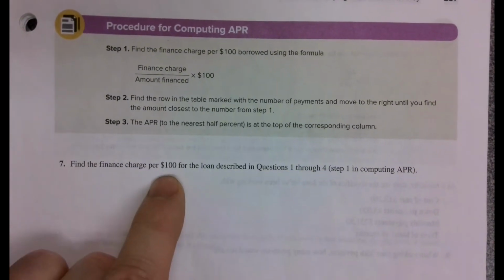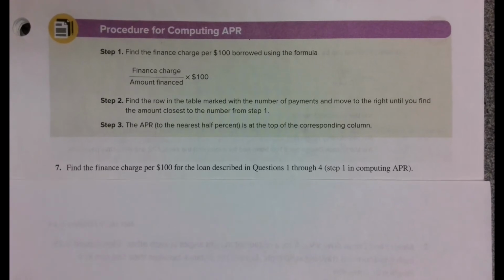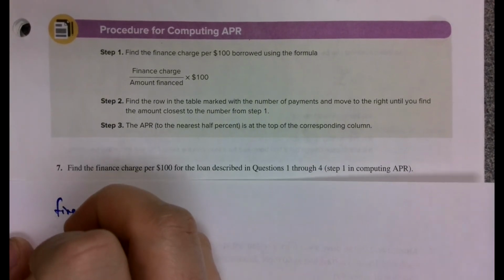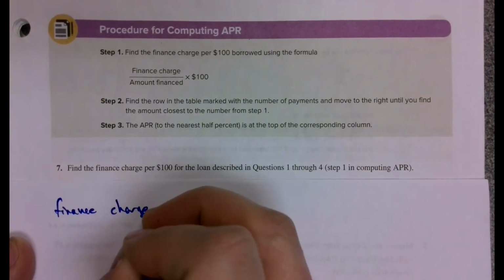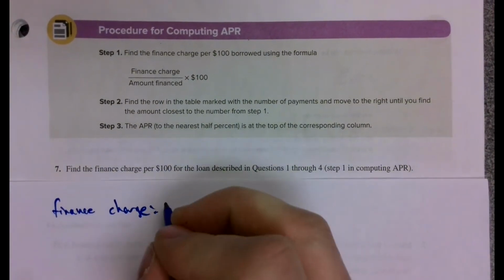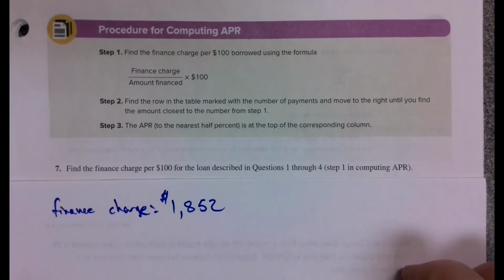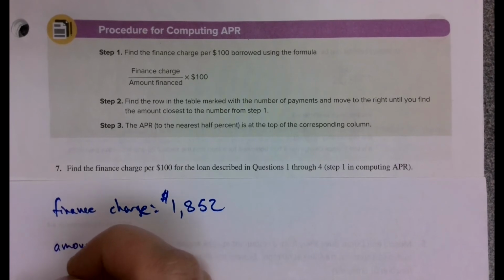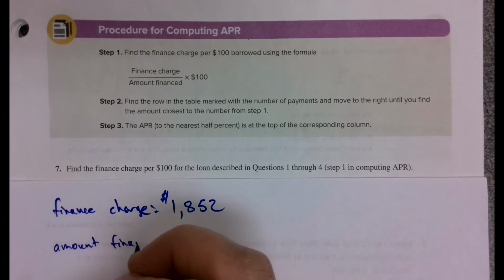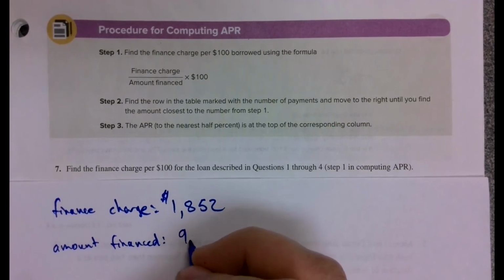So we're going to find the finance charge per $100 for that loan we did back in question 1. Well, what we need is the information we got from there. We need what was the finance charge. So the finance charge, remember, that was the difference between the amount we paid for the car and the actual cost of the car. That ended up being $1,852. And then the amount financed was the amount of money we had to borrow from the bank. And that was the difference of the down payment and the price of the car, which was $9,260.